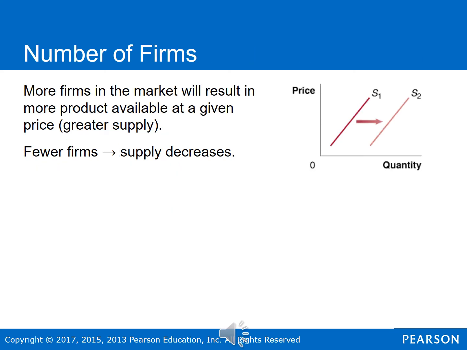The next factor is the number of firms. So if there's more firms in the market, this will result in more of a product being available at every given price. That's going to increase the supply. So it's going to shift the supply curve to the right, in this case moving from S1 to S2. If there's fewer firms, we'll see the supply decrease. So for example, if a new firm enters the market to sell smartwatches, we're going to see the supply of smartwatches increase.